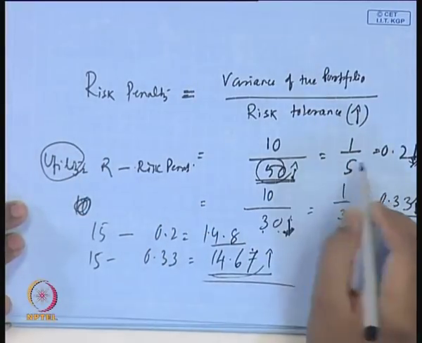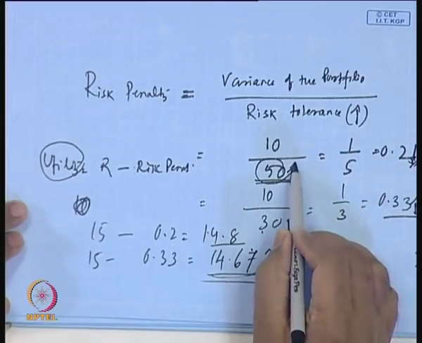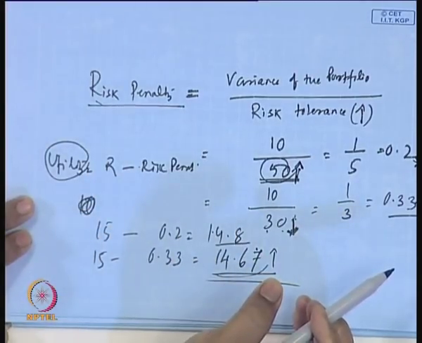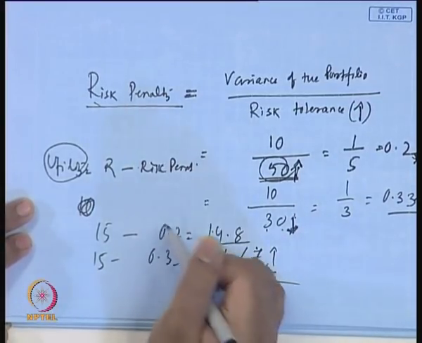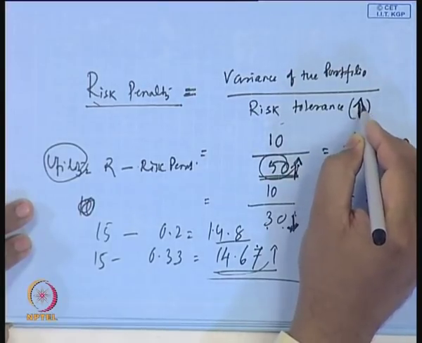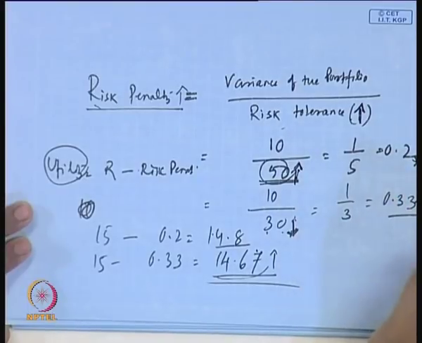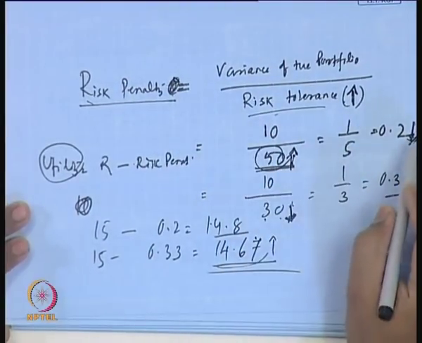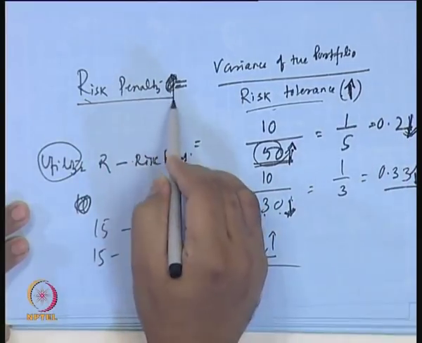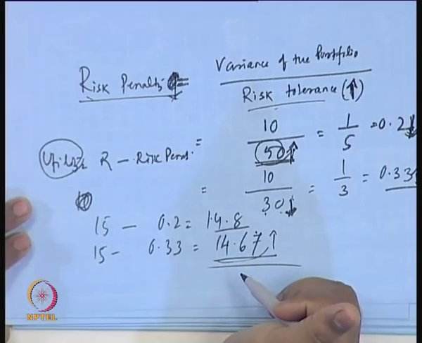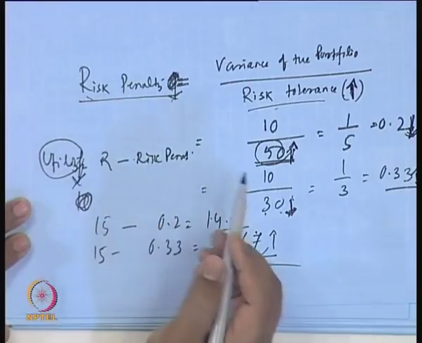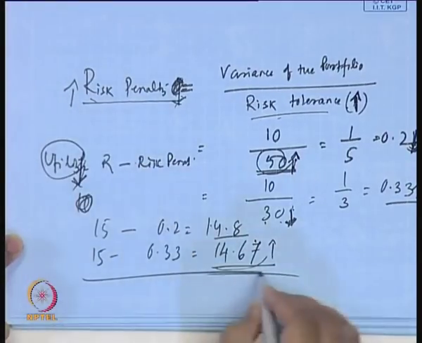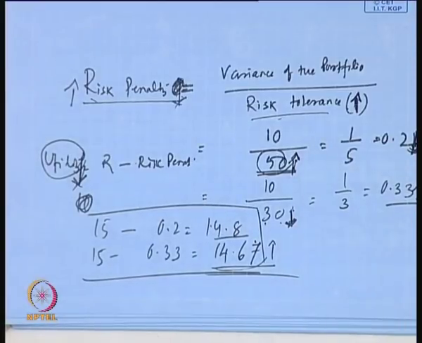Whenever the risk tolerance limit is increasing, the risk penalty is declining. If the risk penalty is declining, then the utility will increase. Here, if you compare these two slides, in the first case the risk penalty was 0.37, but in the next it has gone up to 0.62 because the tolerance limit has gone down.